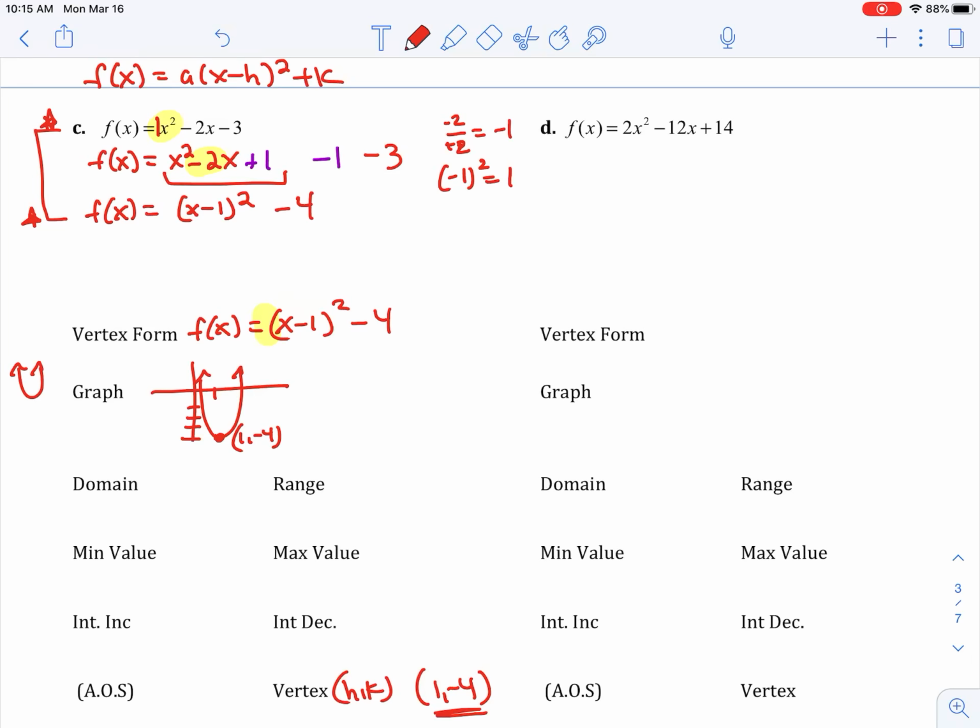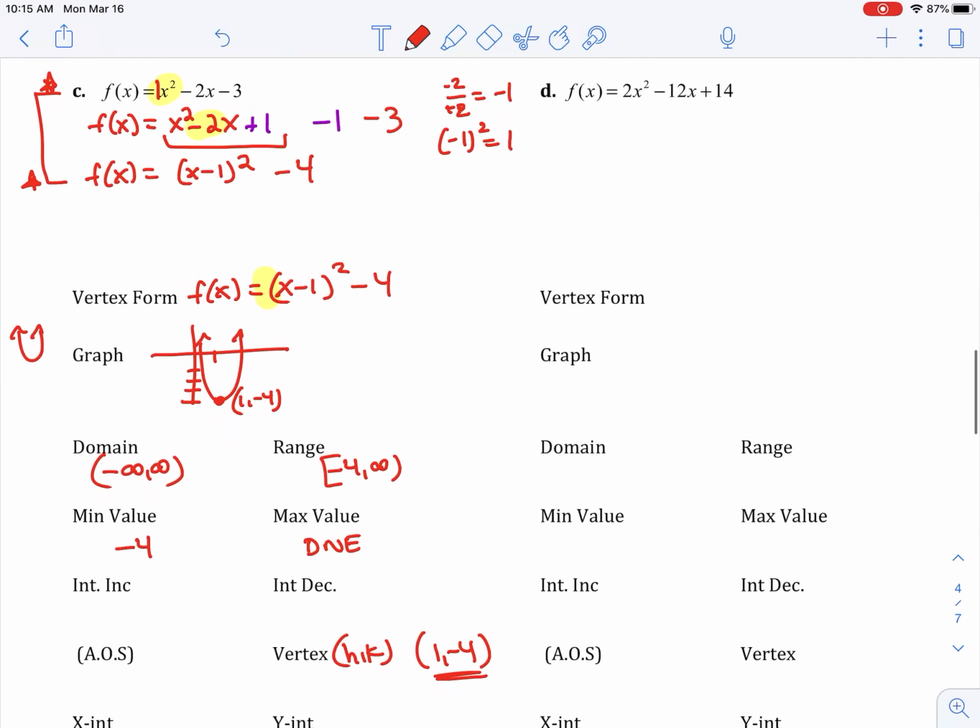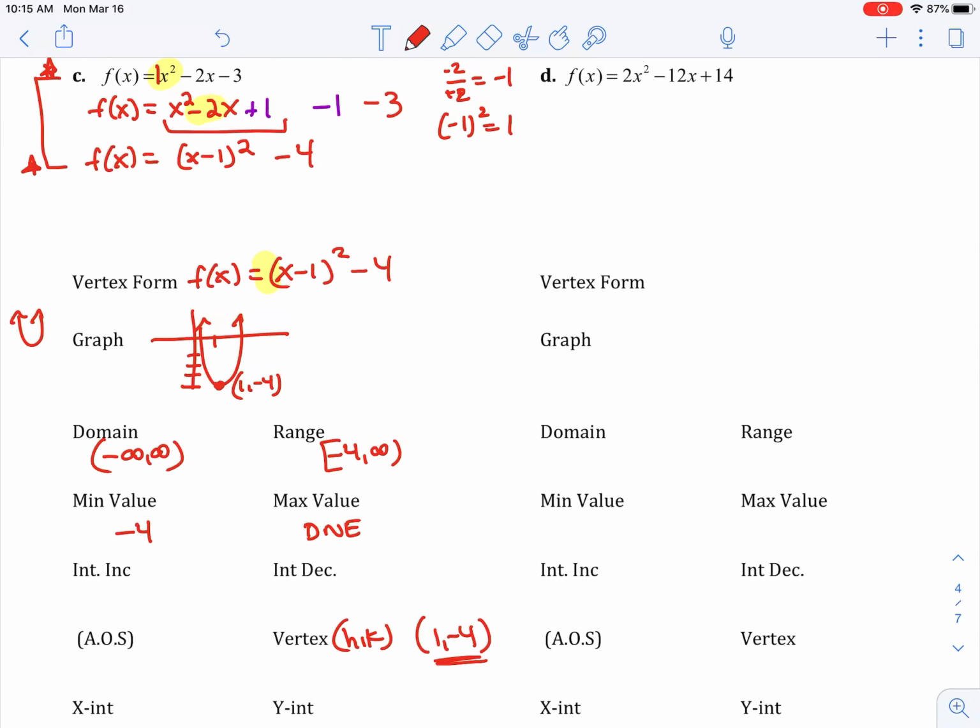Okay. Our domain, we know, can be everything. There's no restrictions on what x can be. Our range is starting at a -4 and going up to infinity, including the -4. Our minimum value is that lowest y value, which is the -4. Max value does not exist because our graph is going up towards a positive infinity. Our interval increasing, our graph is going up as we move across the interval from 1 to infinity. Interval decreasing, our graph is going down, our y's are getting smaller as we move across the interval from -infinity to that positive 1.